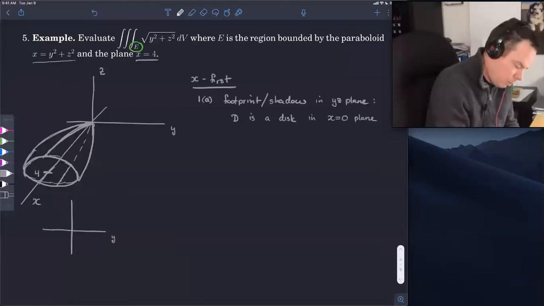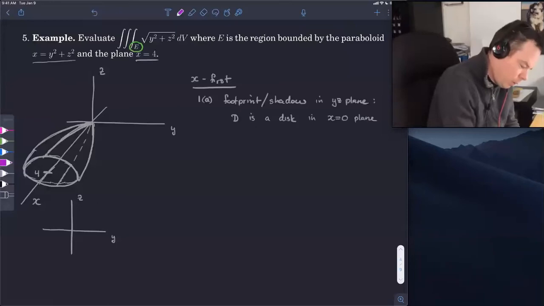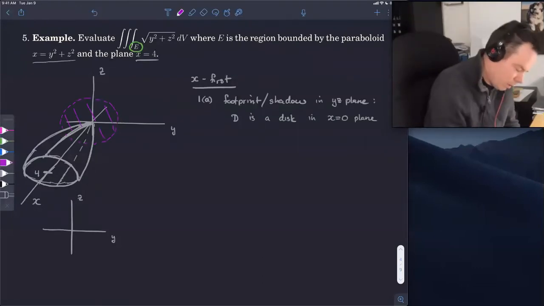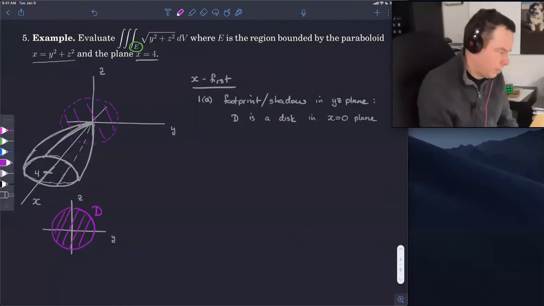This is YZ. I will draw the shadow in our picture above first, just to get a feel for where it's sitting. It's sitting here. It's just that shape that got projected into the x equals 0 plane. So that is our resulting shadow. That's what we're calling D.